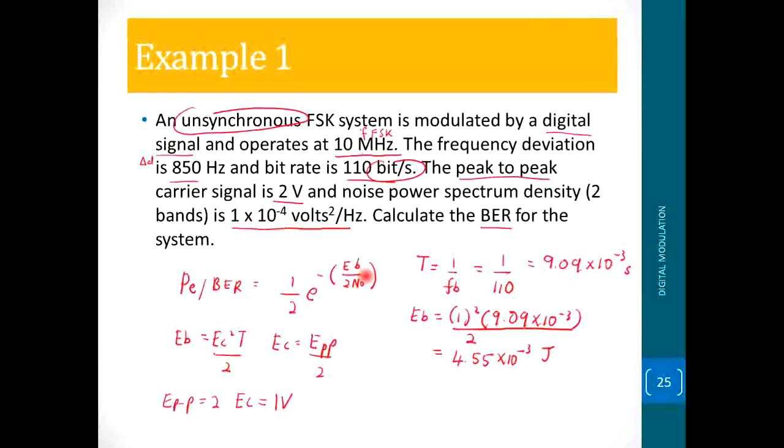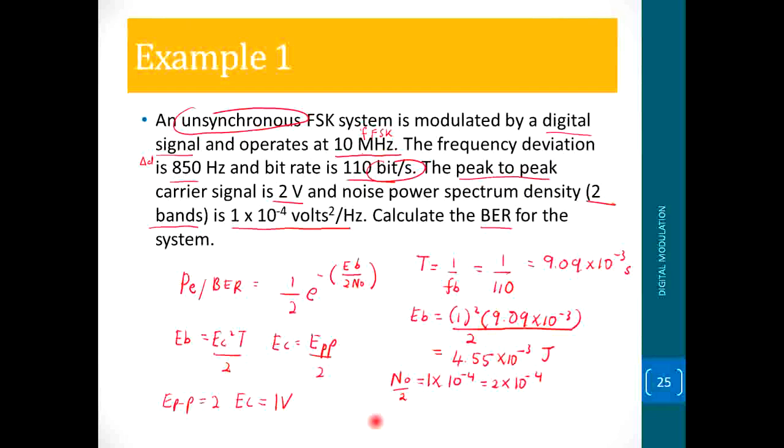Then 2N0. N0 is the noise power spectral density for one band, while the given one here is for two bands, that is 1 times 10 to the power of negative 4. So N0 over 2 equals 1 times 10 to the power of negative 4, so you will get N0 as 2 times 10 to the power of negative 4.